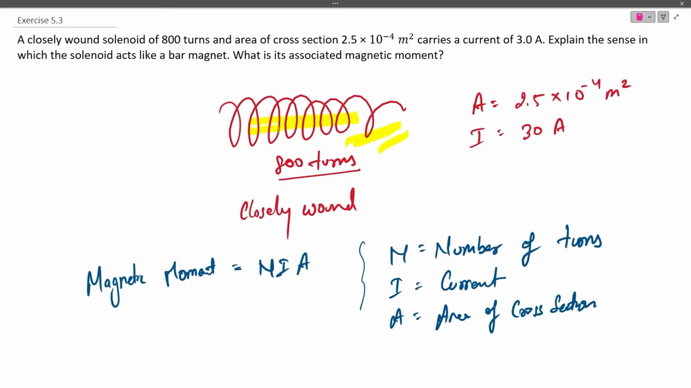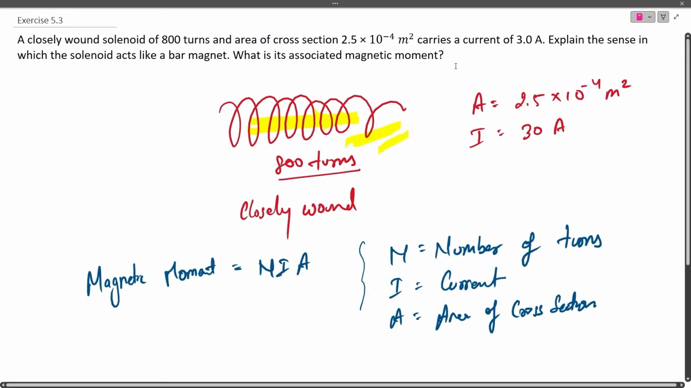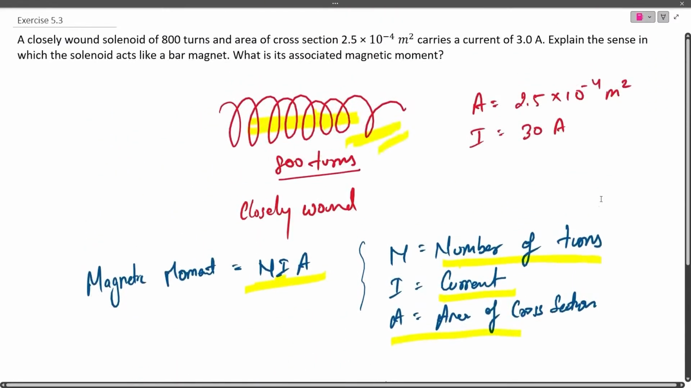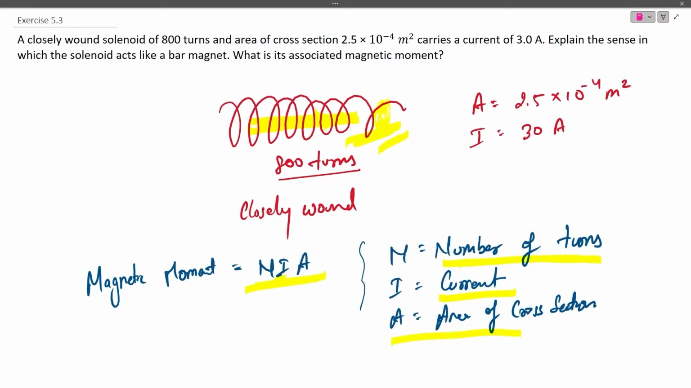When the current flows through the solenoid, it generates a magnetic dipole moment, and the solenoid behaves like a bar magnet with a distinct magnetic moment pointing from south to north pole along its axis, that is inside. Now magnetic moment is defined as m equals N times I times A, where N is the number of turns of the wire of the coil, I is the current flowing through it, and A is the area of cross section of solenoid.